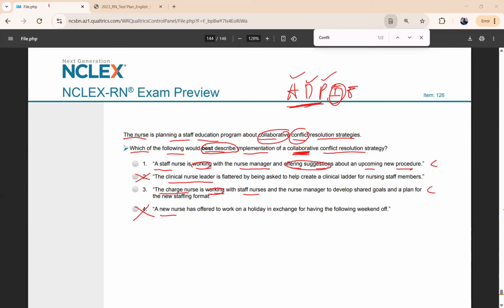Now, the charge nurse is working with the staff nurse and nurse manager. Oh, they are even allowed to develop a shared goal. You can see this keyword, shared goal. Look at this one, offering suggestion. It's only one person that is offering suggestion. Most likely the staff nurse is only offering the suggestion. But look at these 3 people. They are coming to do what? Share a goal, a plan for a new staffing format. So this is more of the correct answer.